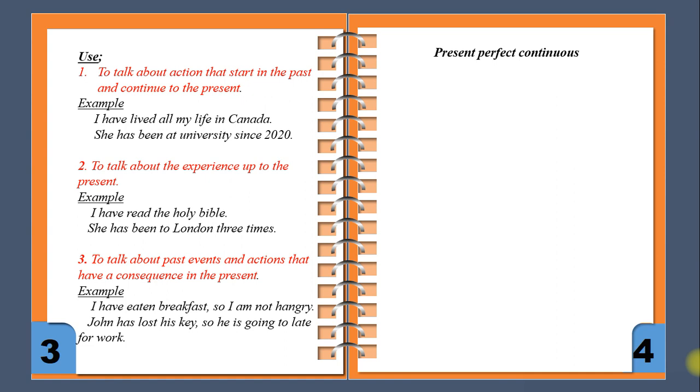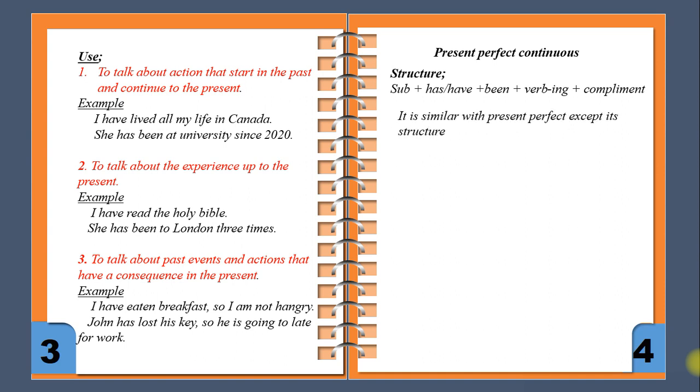And the next one is the present perfect continuous. Structure, subject plus has or have plus been plus verb ing plus the complement. It's similar to the present perfect except the structure. For example, I have been eating chocolate.